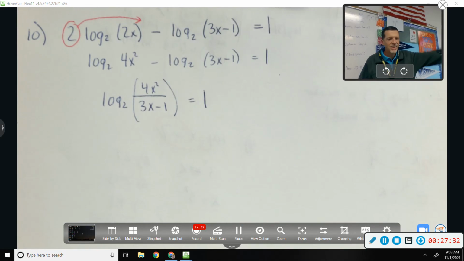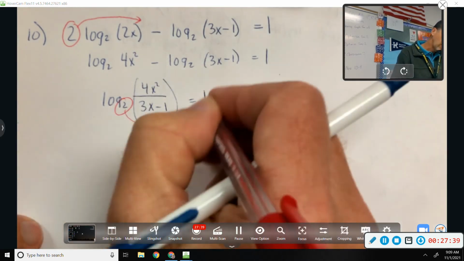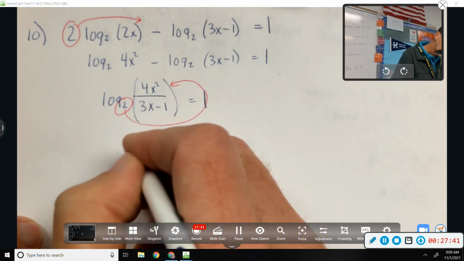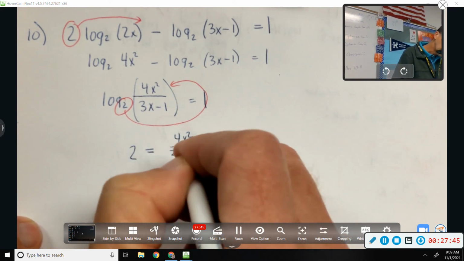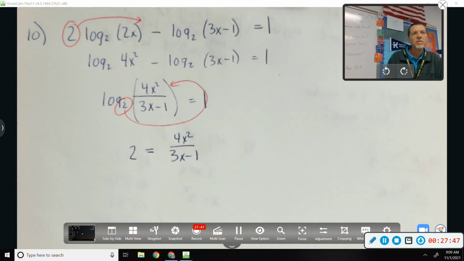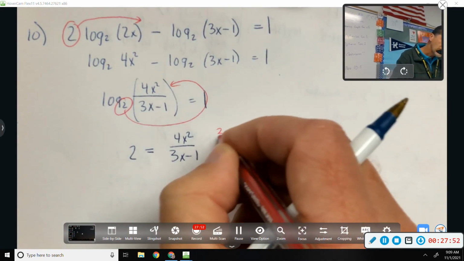What should we do next on this one? Tyler, what do you want to do next? I would put 2 to the first to fishhook. So 2 to the first equals 4x squared over 3x minus 1. Multiply both sides by 3x minus 1 because we don't like the fraction.